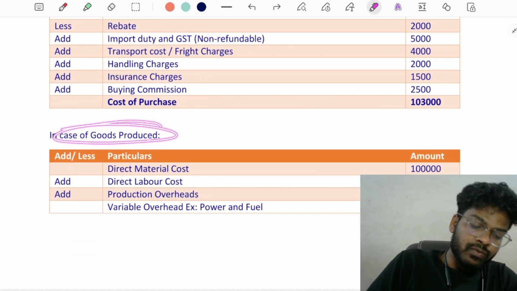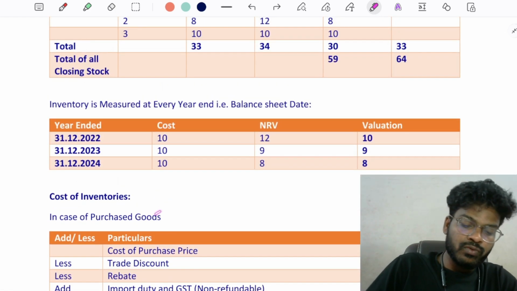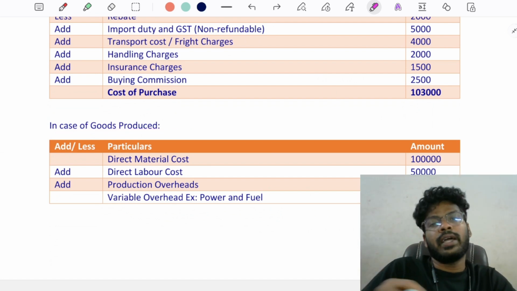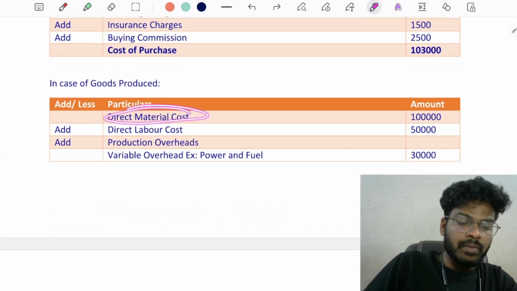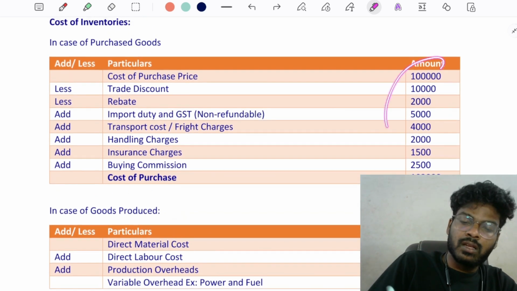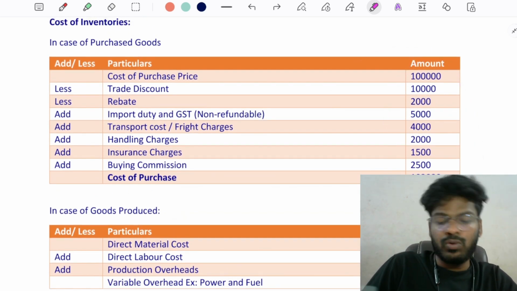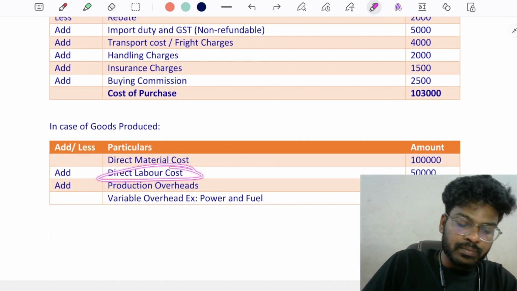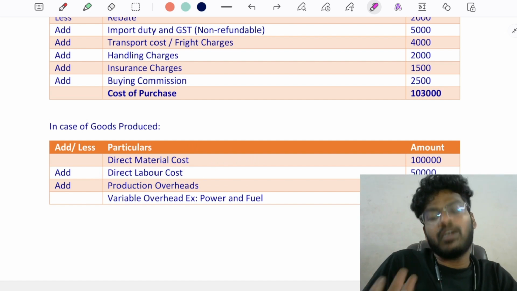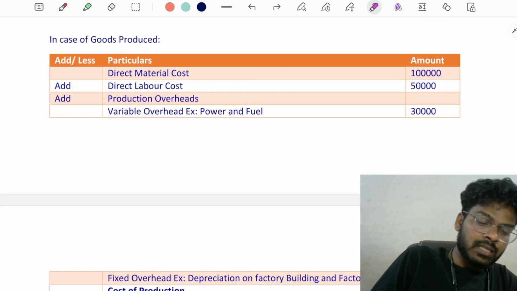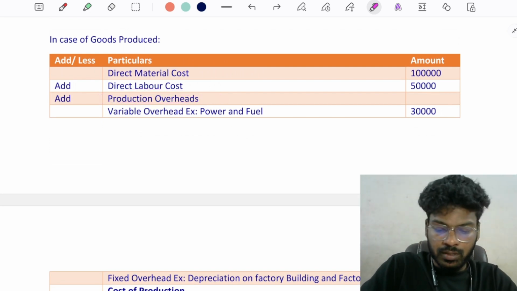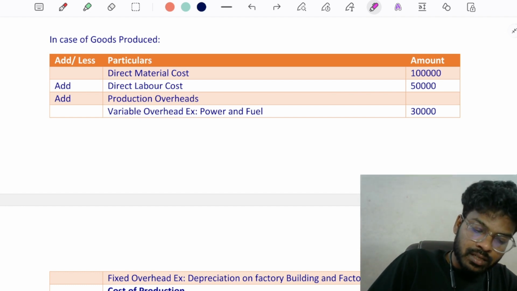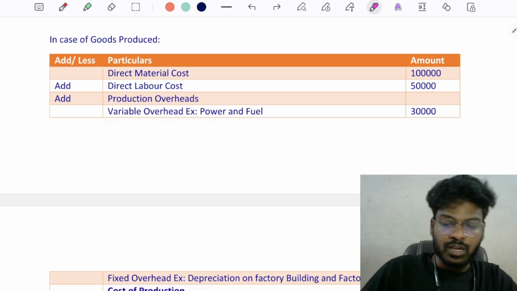We have seen what to do in case of purchase of goods. Next, in case goods are produced by the company, direct material cost also includes this cost. Whatever we calculate for cost of purchase can be applied for direct material also. Add labor cost incurred for producing the goods. Next is production overhead. Production overhead includes variable overhead and fixed overhead.